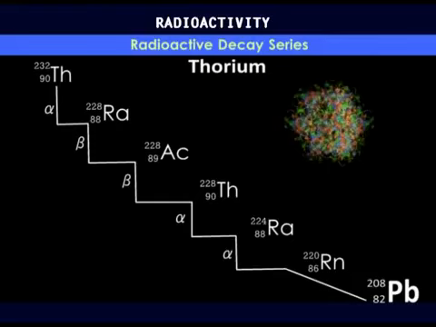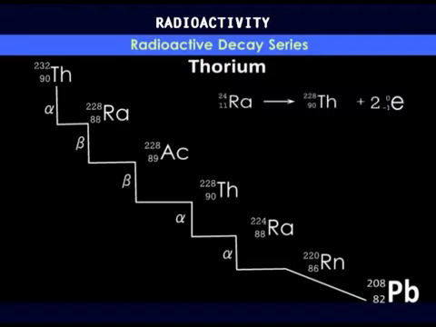From this series, you notice that two similar particles can be released in succession to form a new nuclide. For instance, radium-228 undergoes two successive beta decays to form thorium-228. This equation can be summarized as shown on your screen. Thorium-228 undergoes two successive alpha decays to form radon-220. These can be written as shown on your screen.